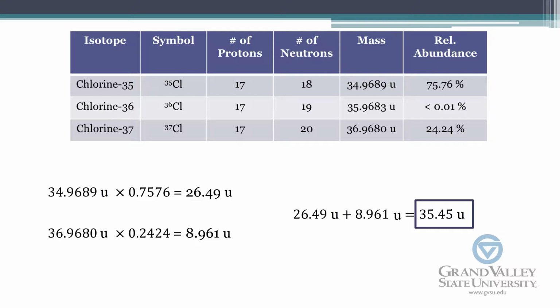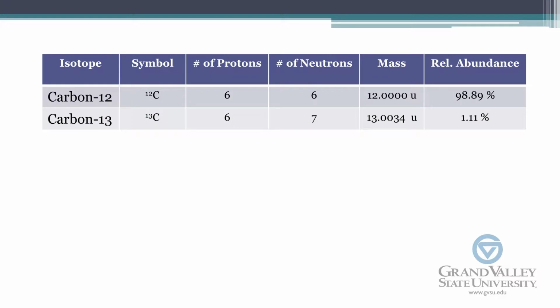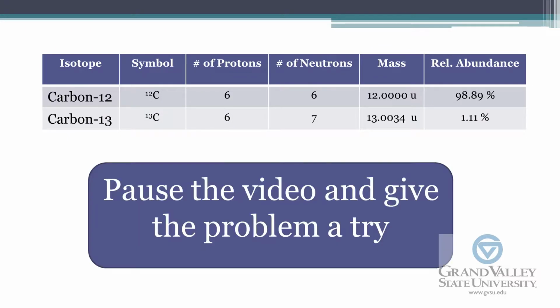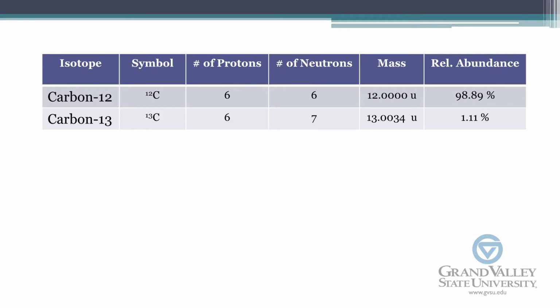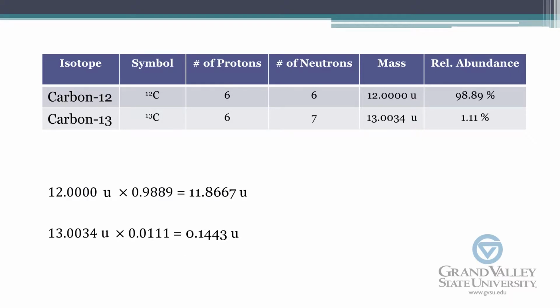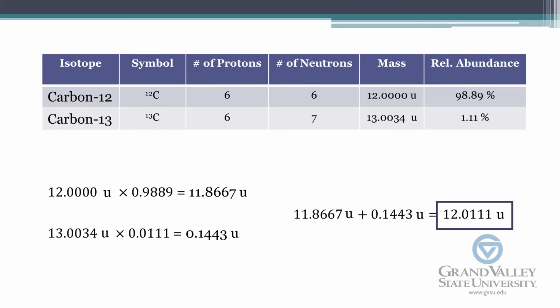Now let's solve for another average atomic mass. This time we'll be using carbon. All of the needed information is given. Please pause the video and give this problem a try. By using the same calculations as before, we can find the contributions of both carbon-12 and carbon-13. Once this is done, we simply add them together to find the average atomic mass of carbon.